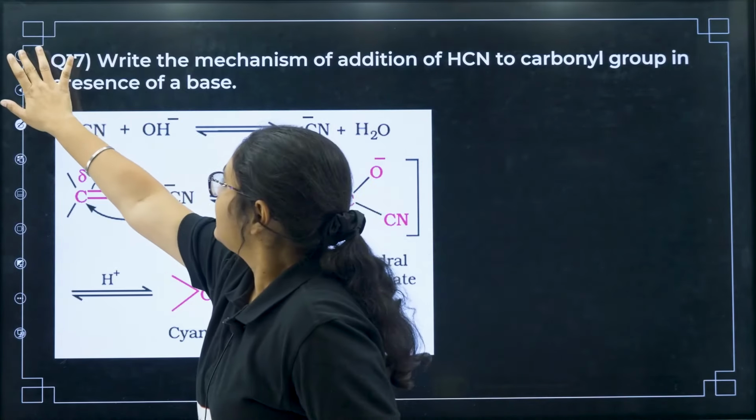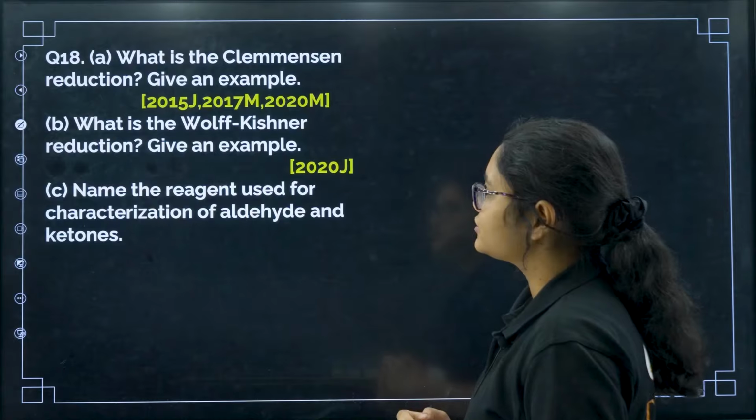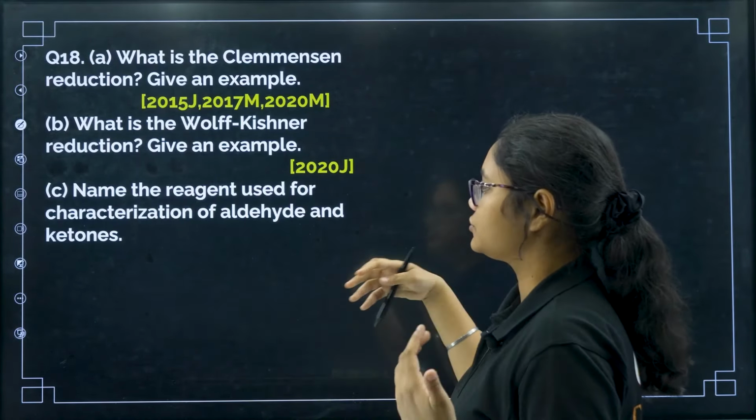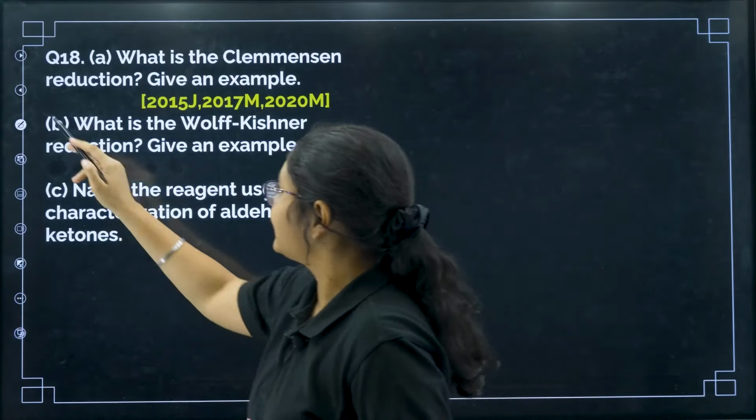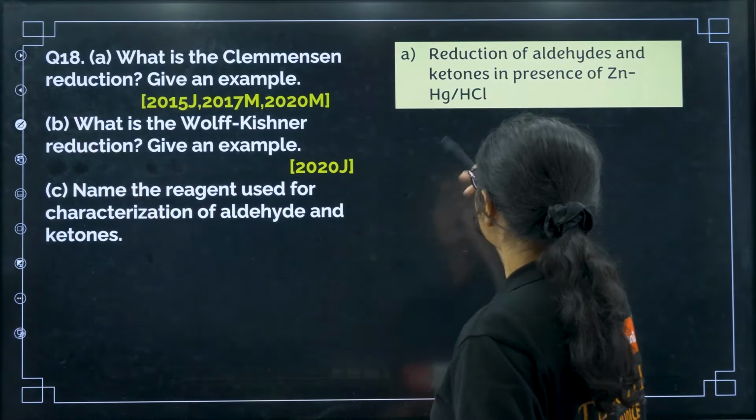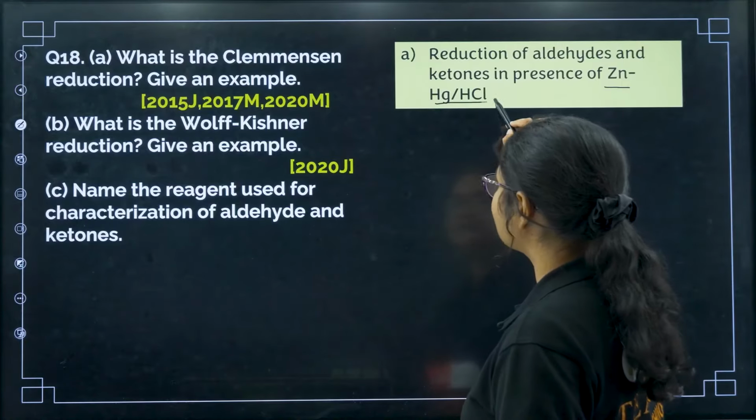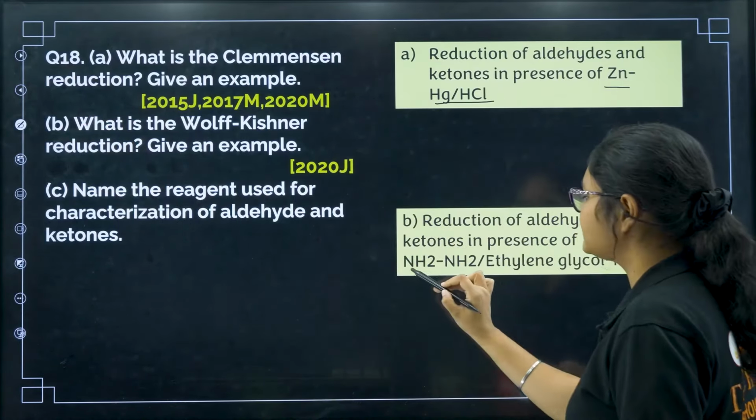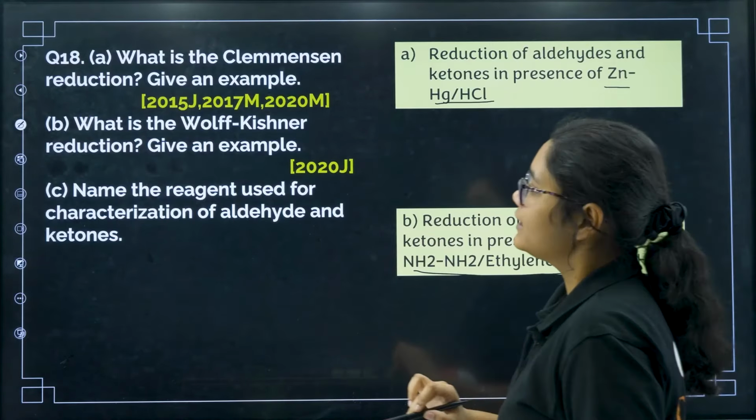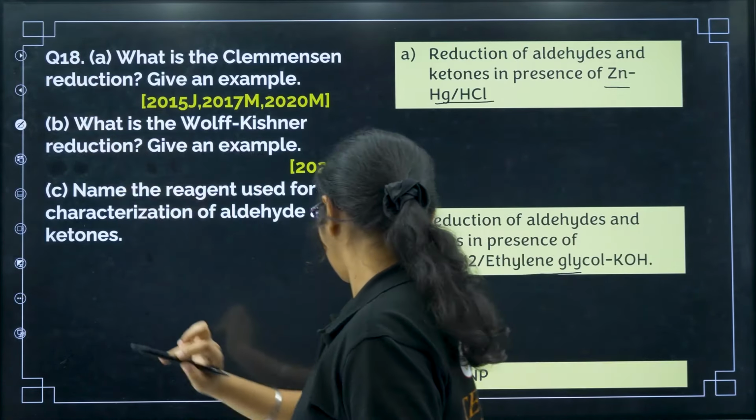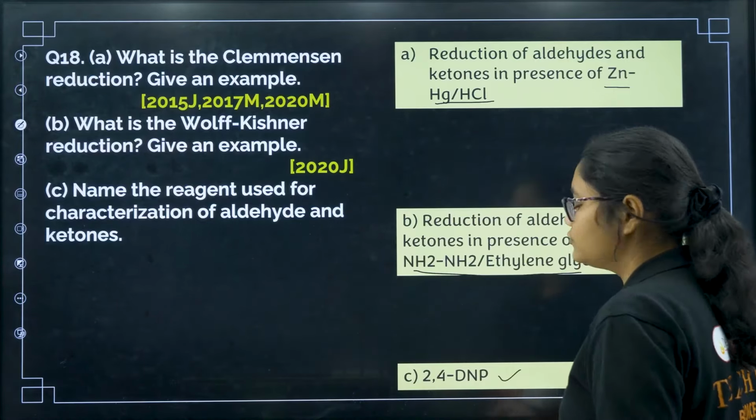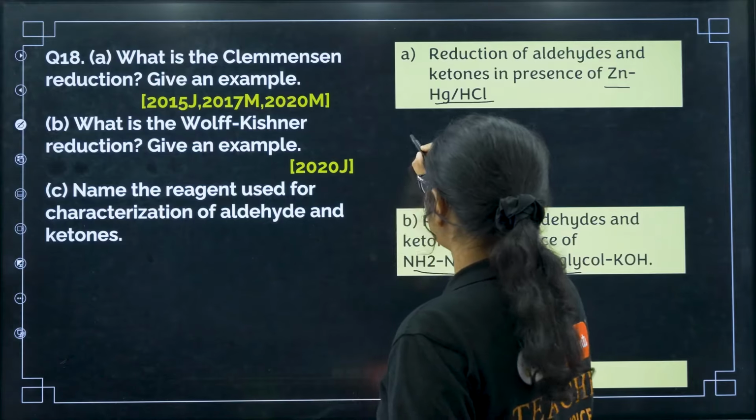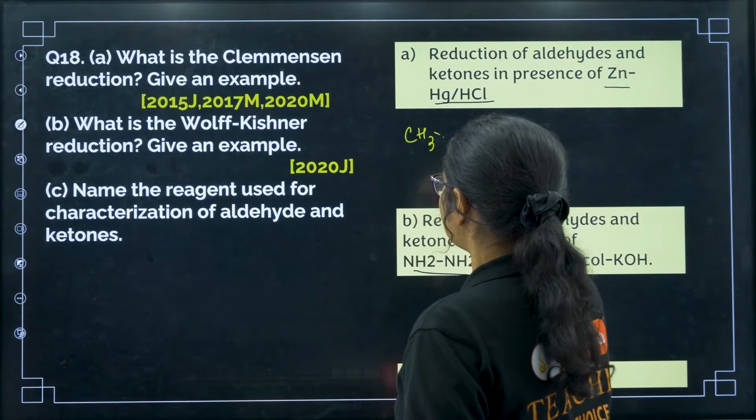Okay. Next we have: what is Clemmensen reduction with an example, Wolff-Kishner with an example, name the reagent used for the characterization of both aldehydes and ketones. So yes, you can see reduction of aldehydes in presence of Zn and HgCl is called your Clemmensen reduction. Reduction in presence of NH2NH2 and ethylene glycol is called your Wolff-Kishner reduction, and for characterization you can use 2,4-DNP.